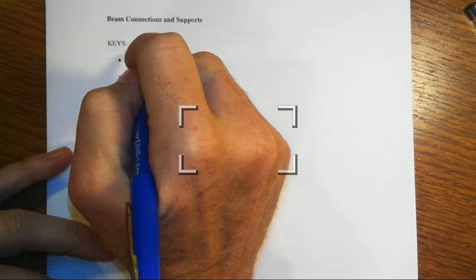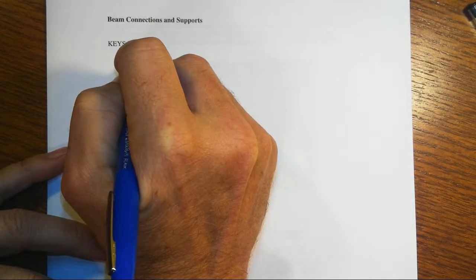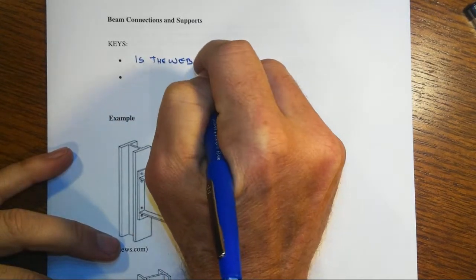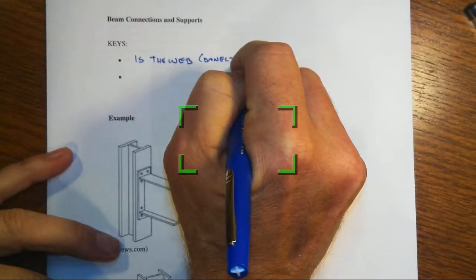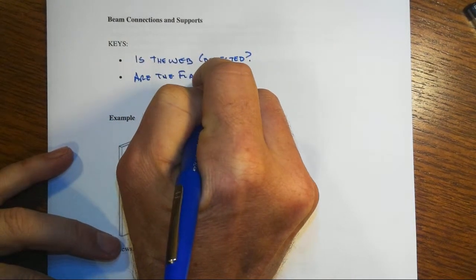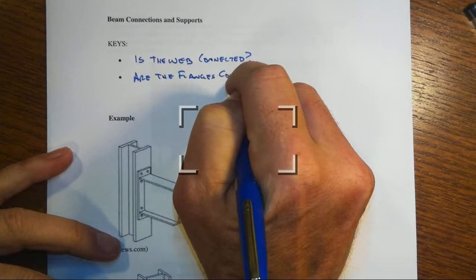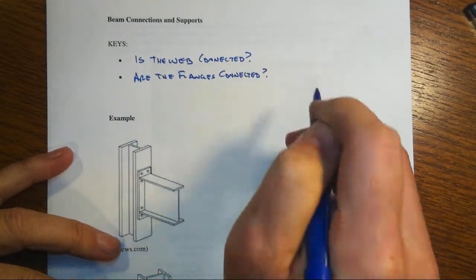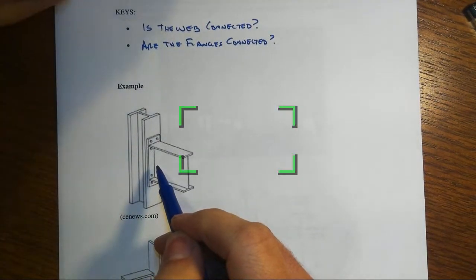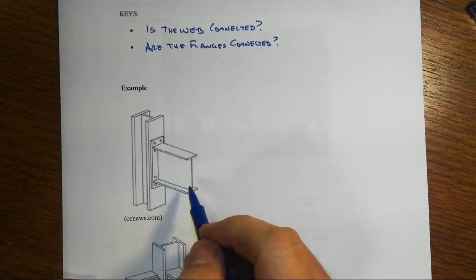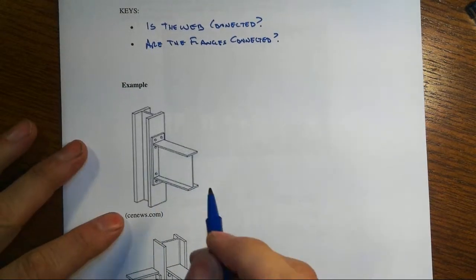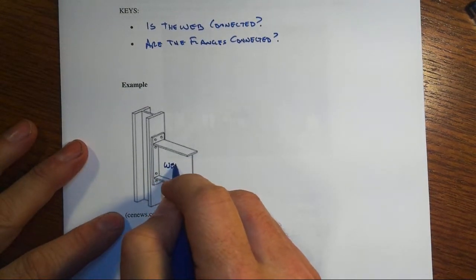And the keys that we're actually going to look for are: is the web connected? And are the flanges connected? Whether it's a steel beam or not doesn't matter. The web is this middle portion of the beam, and the flanges are the outer portions, whether it's just a rectangular cross-section or whether it's the little middle part, right? So there's your web, and there's your flange.